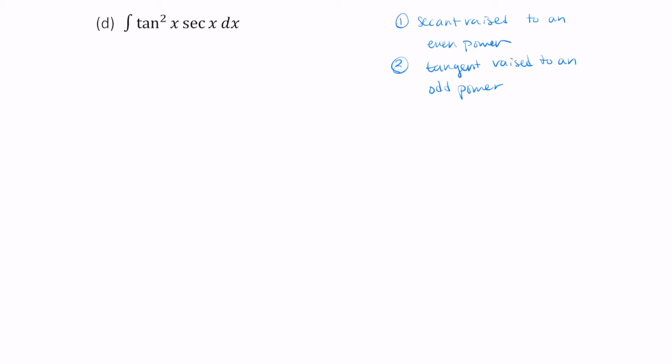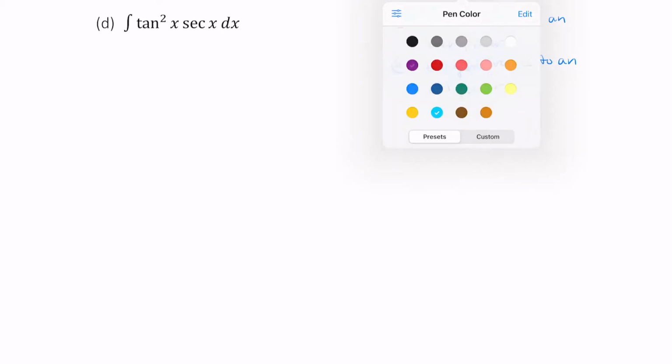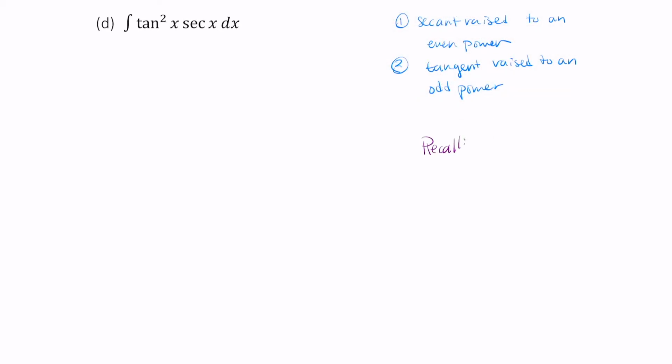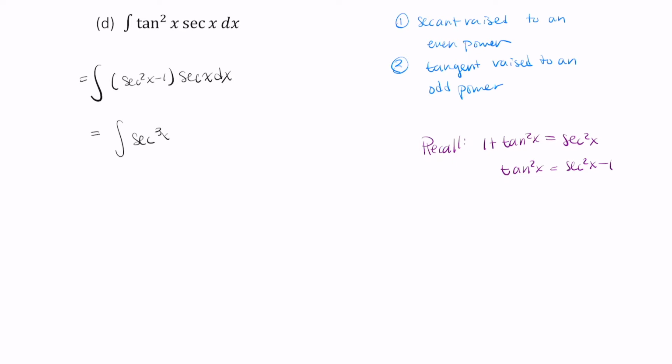So to tackle this one, let's rewrite it. That is, recall that since 1 plus tangent squared x equals secant squared x, it follows that tangent squared x is equal to secant squared x minus 1. So rewriting, we end up with secant squared x minus 1 times secant x dx. And this is equal to secant cubed x minus secant x dx.